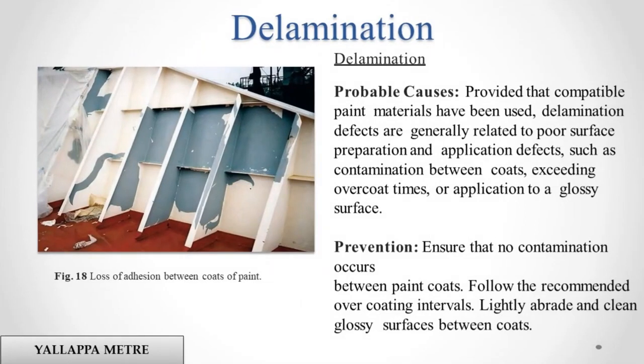Delamination. Probable causes. Provided that compatible paint materials have been used, delamination defects are generally related to poor surface preparation and application defects, such as contamination between coats, exceeding overcoat times, or application to a glossy surface. Prevention. Ensure that no contamination occurs between paint coats. Follow the recommended overcoating intervals. Lightly abrade and clean glossy surfaces between coats.